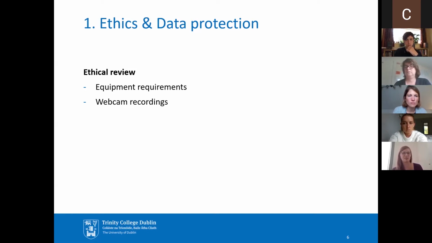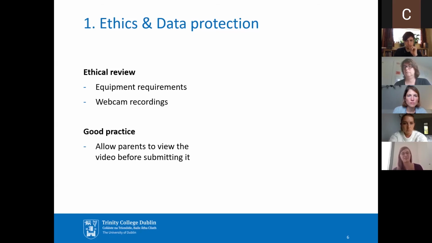A second point to consider is that we're making webcam recordings, meaning we're always dealing with identifiable data. This puts strong requirements on the security of the technical implementations. And related to this, it is good practice to allow parents to view the video before submitting it in case anything unwanted has been captured on screen, like think, for instance, about another family member passing by without clothes.